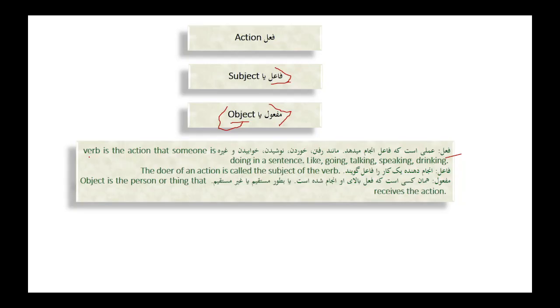Right? This is verb. Verb is the action that someone is doing in a sentence, like going, talking, speaking, drinking, and etc. These are all called verb or action in a sentence, right? Whatever someone or something is doing in an action, in a sentence, it is called verb of the sentence, right? So who does the action? The person who is doing the action is called subject.